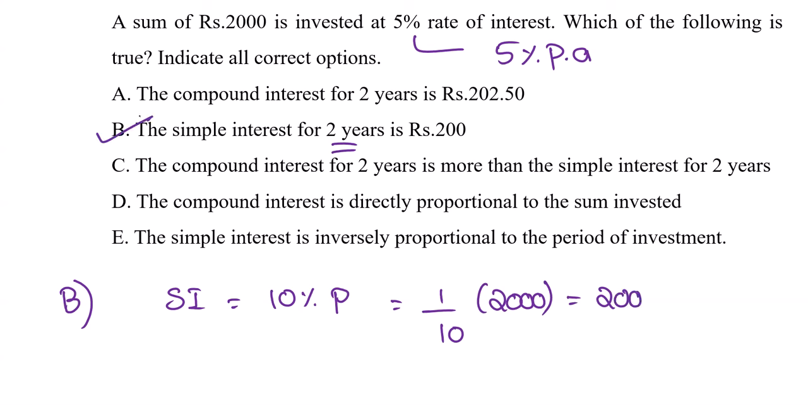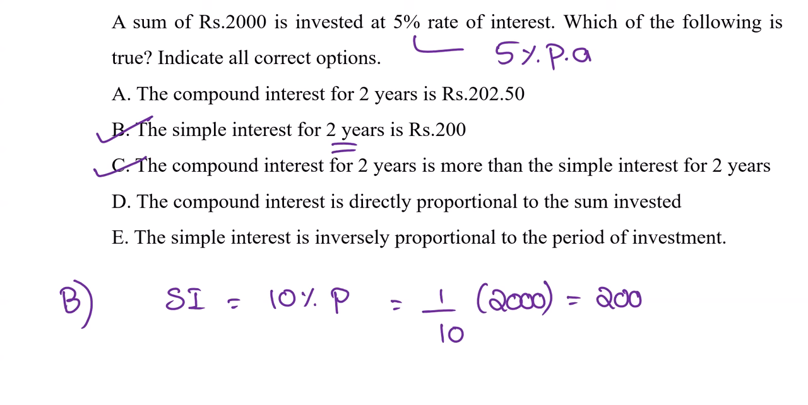Here multiple options are correct. We have to identify everything. Next, compound interest for 2 years is more than the simple interest. Actually correct. Compound interest for the first year and simple interest are both the same, but in the second year it is more.